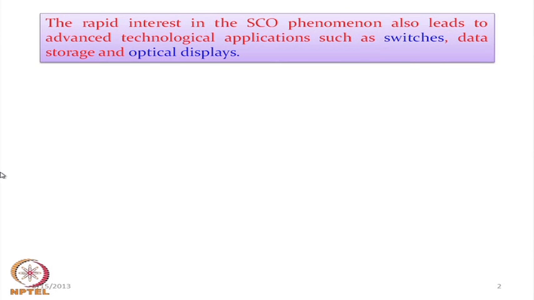And there is interest in this type of complexes in recent years also, because the phenomenon is known for say 60 to 70 years since it was first discovered, but the recent interest in this spin crossover phenomenon also leads to advanced technological applications such as different types of spin based switches, data storage and optical displays.